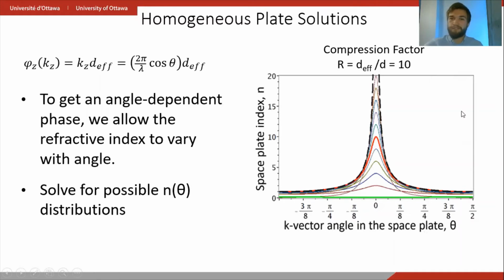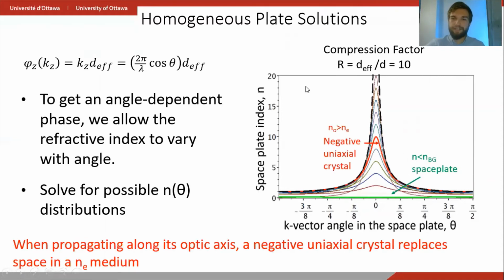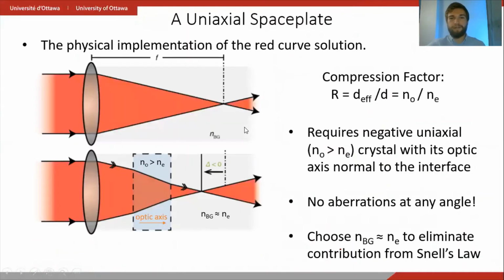And all of these curves represent a compression factor of 10. Now the green curve here represents a low-index spaceplate, where the index of the plate is less than that of the surrounding medium. And the red curve here is a new kind of spaceplate, which is a negative uniaxial crystal with its optic axis perpendicular to the interface. Now, a negative uniaxial crystal is a birefringent crystal with the ordinary index NO greater than the extraordinary index NE. And so I'll go into a bit more detail about this kind of spaceplate, which we call a uniaxial spaceplate.